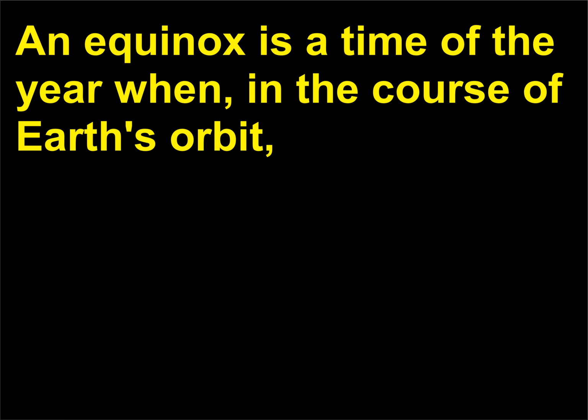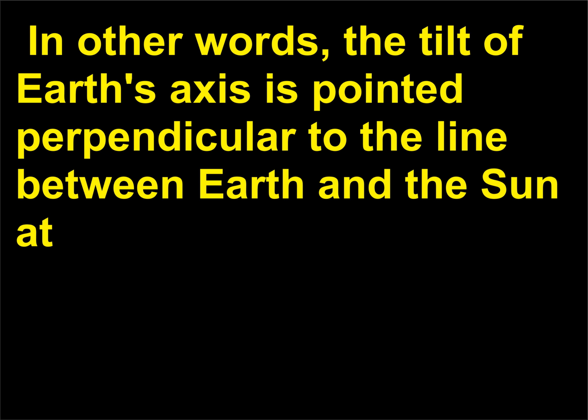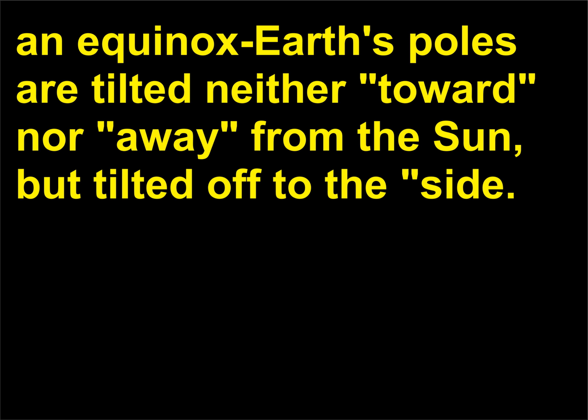An equinox is a time of the year when, in the course of Earth's orbit, our planet is at a location where the equatorial plane and the ecliptic plane intersect. In other words, the tilt of Earth's axis is pointed perpendicular to the line between Earth and the Sun at an equinox. Earth's poles are tilted neither toward nor away from the Sun, but tilted off to the side.